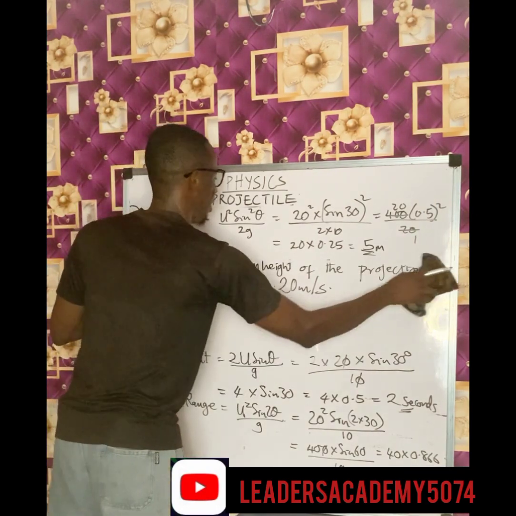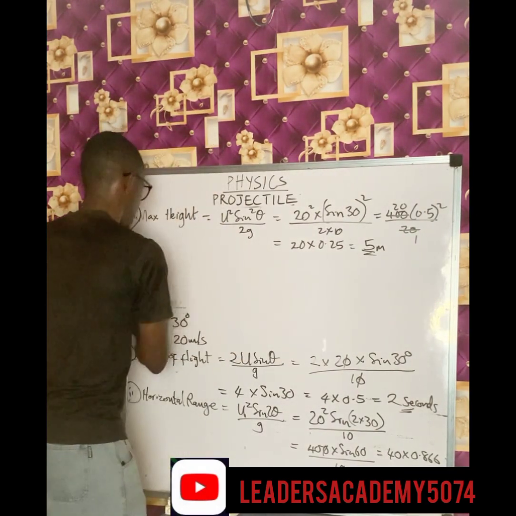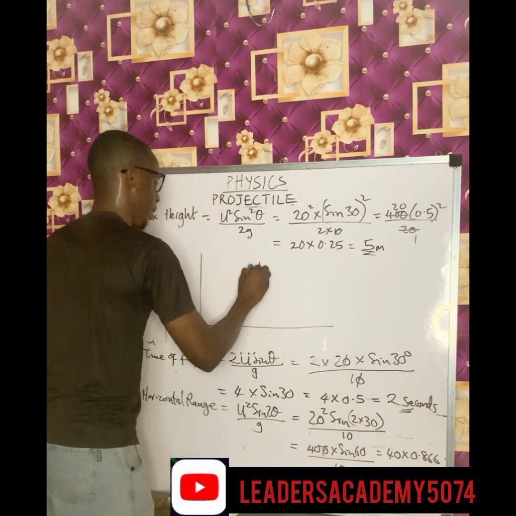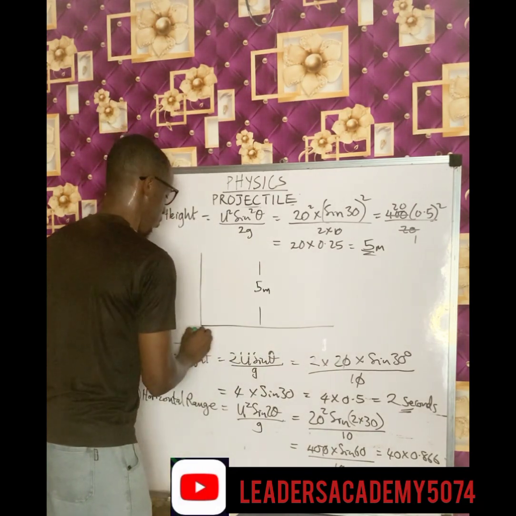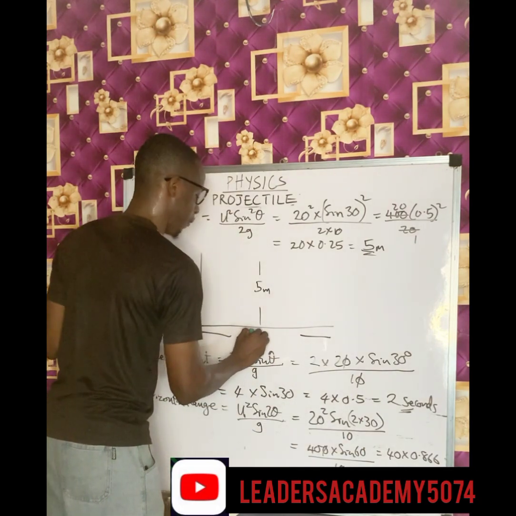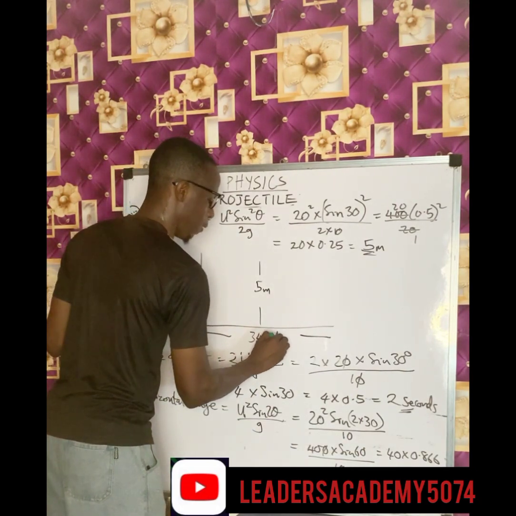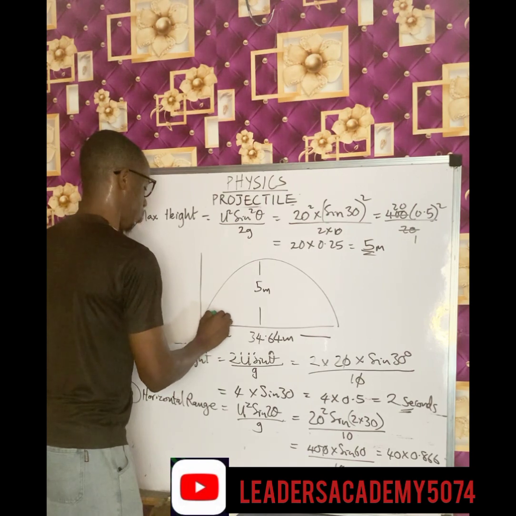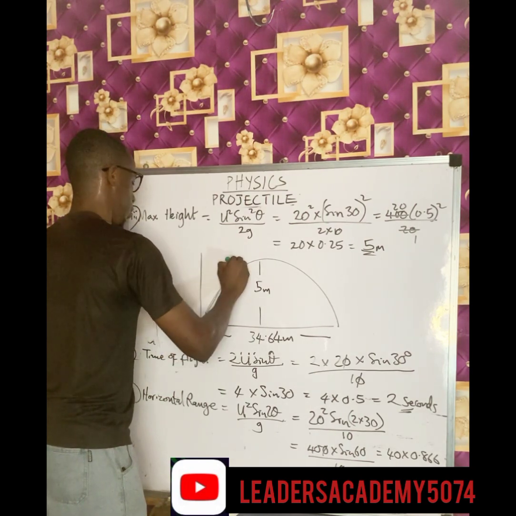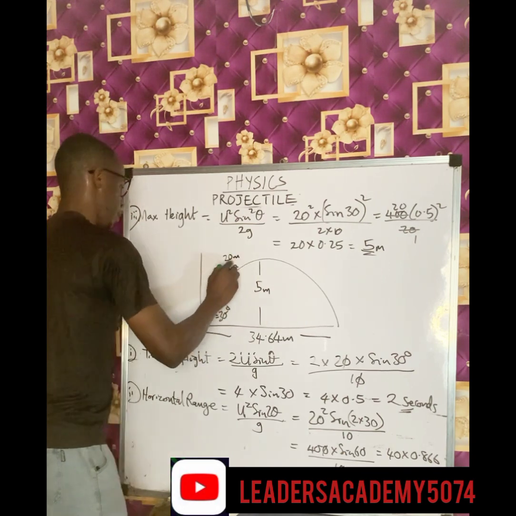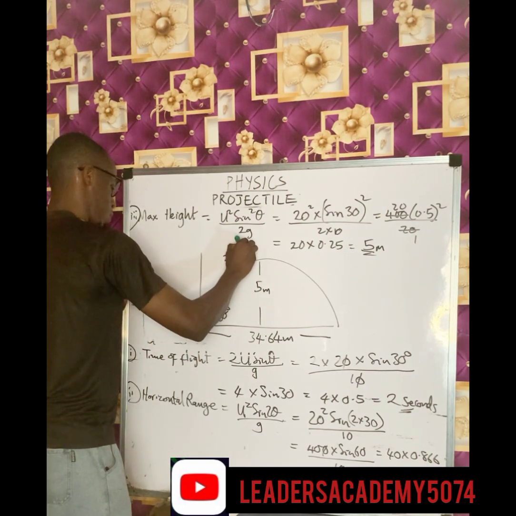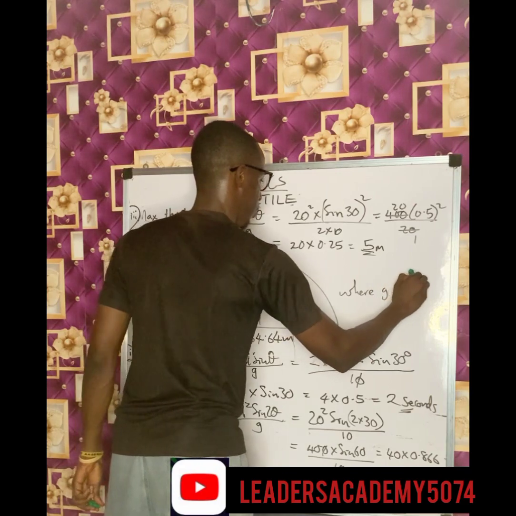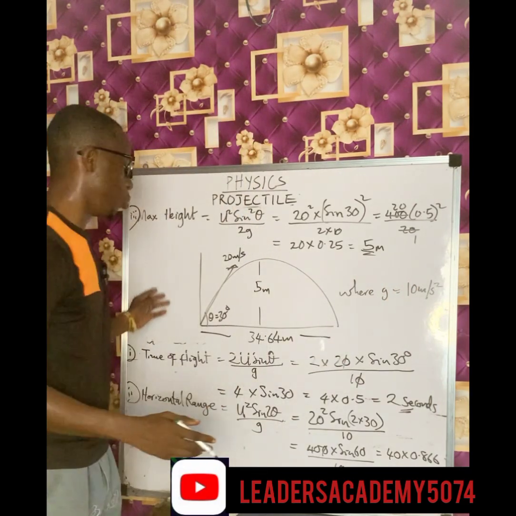So I can express this in my diagram. The maximum height here is 5 meters. The range covered here is 34.64 meters. Theta equals 30 degrees, the initial velocity is 20 meters per second, where g equals 10 meters per second squared. See, you are able to do justice to this.